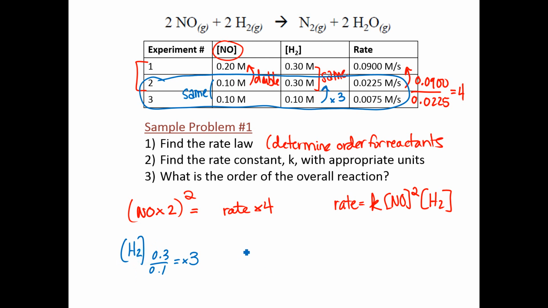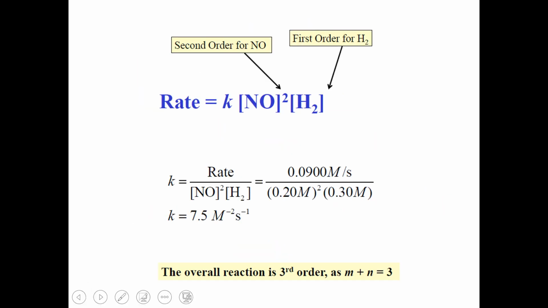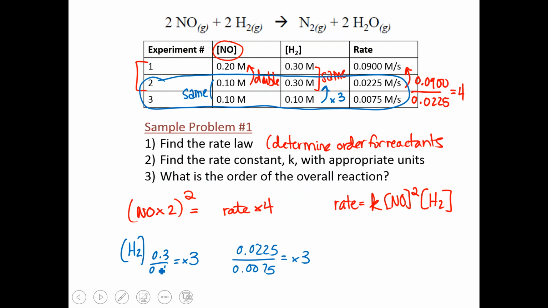The rate changes from 0.0075 to 0.0225. If you plug that in your calculator, you will see that that is also a tripling. So when I triple the hydrogen concentration, I also triple the rate. That tells me that the hydrogen is first order. So that is my rate law for my reaction here. Nitrogen monoxide is second order, hydrogen is first order.